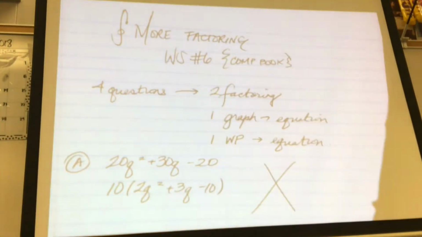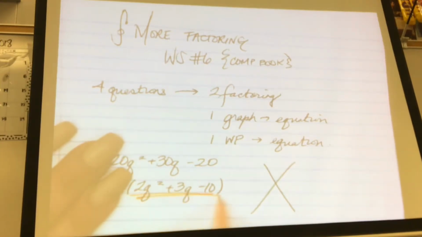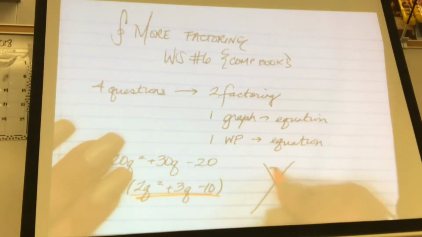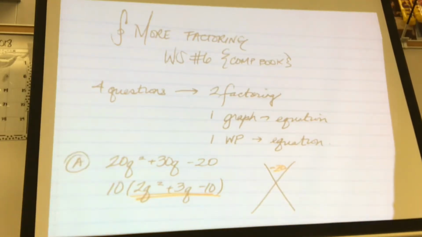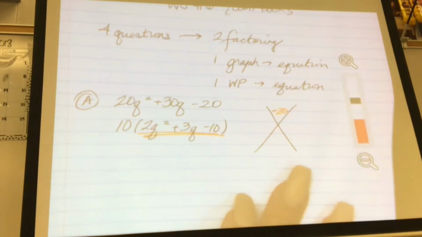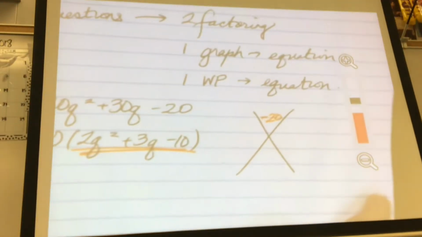Mia, what number goes up here? 400. Well, I took out a 10, so just focus on this. Even smaller. 2 times negative 10. What is that? Negative 20.